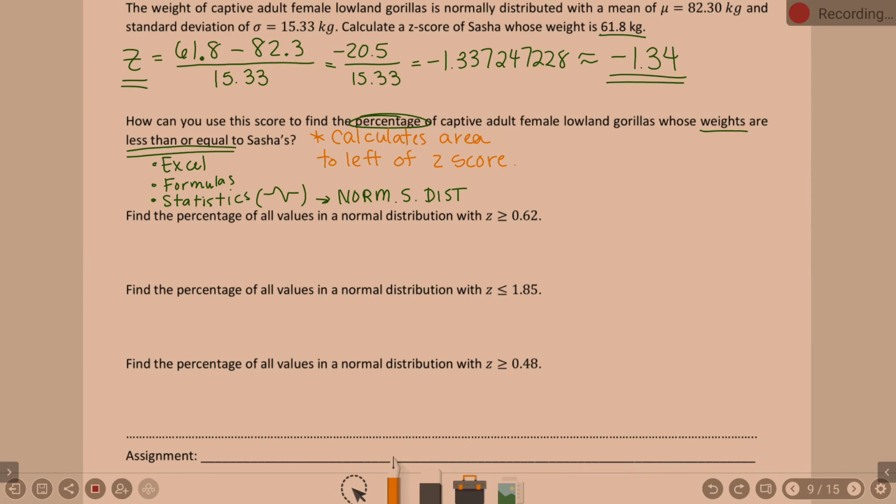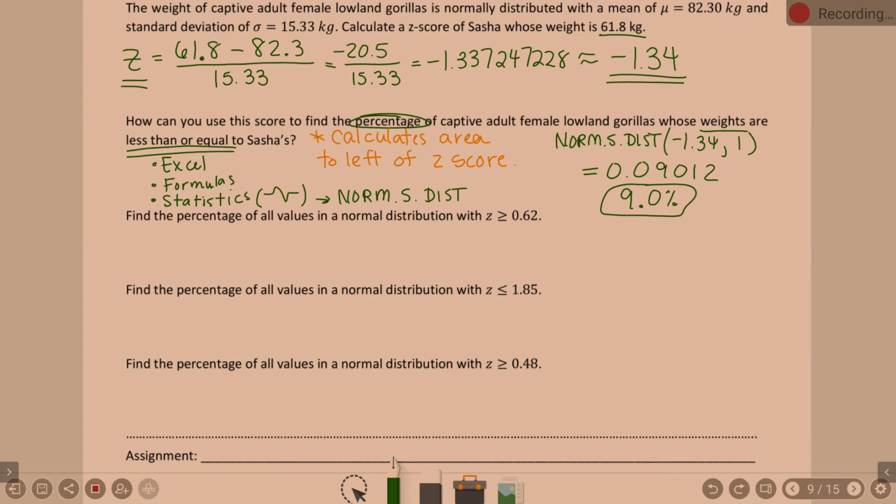So for the problem we just did, we pulled up norm.s.dist. You had to enter the z-score of negative 1.34, and cumulative is 1, so just 100%. We got 0.09012 as the decimal form of our percentage, which when we change that to a percentage is 9.012%. I just did a tenth, so 9.0%.